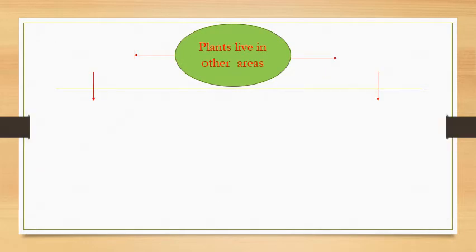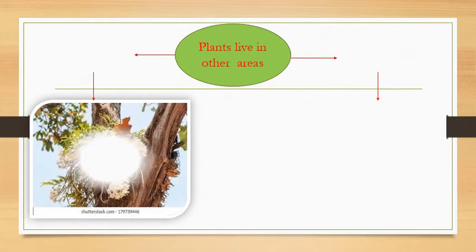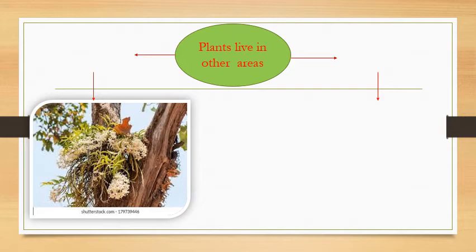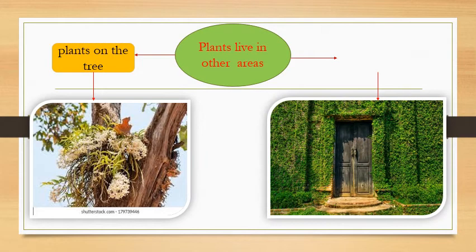Now let us also remember the plants that live in other areas. These orchid plants grow on the tree, and this kind of plants grow on the wall. So these are the plants that live in other areas.